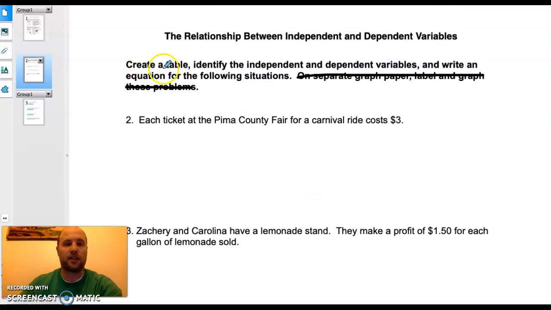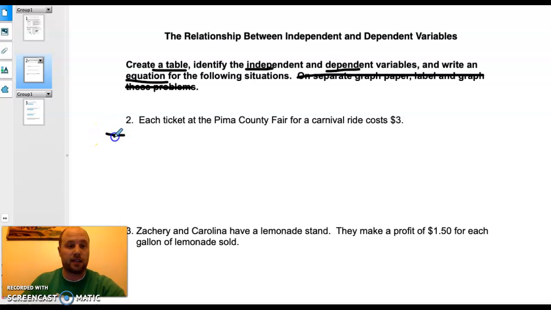So we need to create a table. That's the first thing we got to do. Find the independent and dependent variables, and then we have to write an equation. This is 3 things we got to do, right? Okay, so let's get our notes. Let me get my notes all dialed in here. Okay, so we have number 2. Here it is. Each ticket at the Pima County Fair for a carnival ride costs $3.